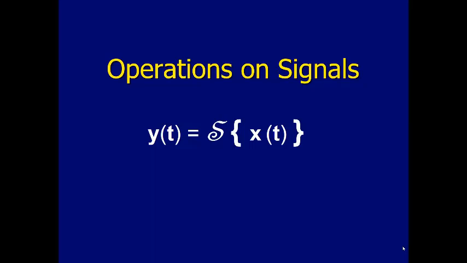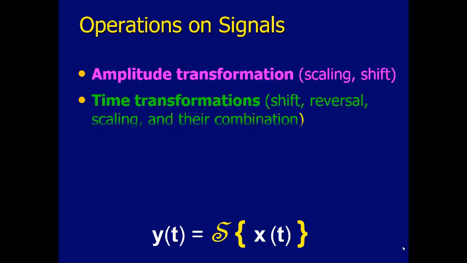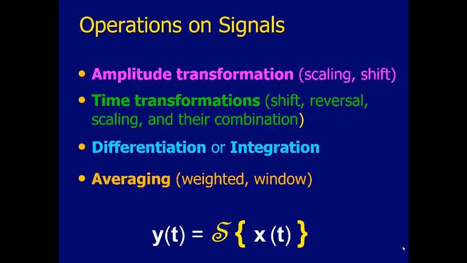That's the end of our look at the different mathematical expressions that we'll use to describe signals. What we want to look at now is how we can take those mathematical descriptions and modify them to perform certain operations on our signals. And again, the kind of operations we'll be interested in are amplitude transformations, time transformations, integration and differentiation, and averaging.